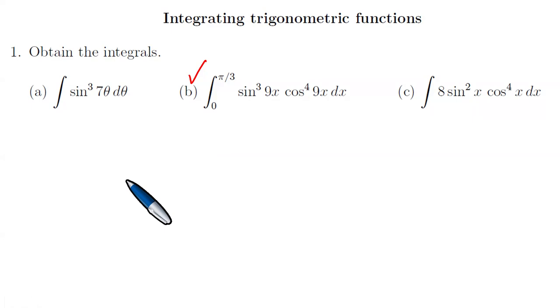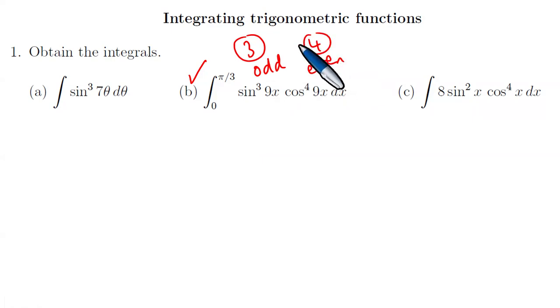We have this integral here. Now, having this integral where you have an odd power, 3, which is odd, but also you have an even power, 4. So now, you need to look at this and reason it out. The question becomes, what exactly needs to be done here to be in a position to get the answer?